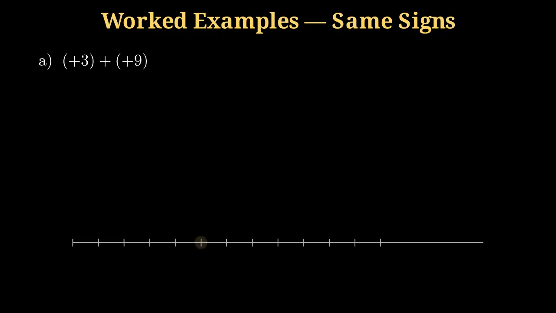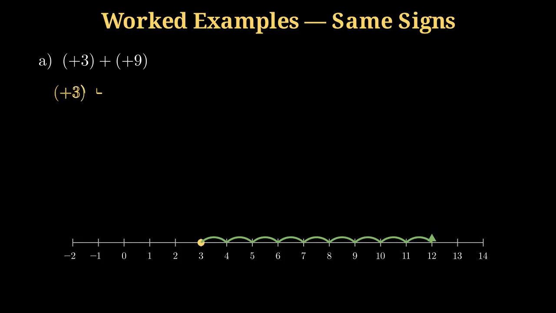Let's practice Rule 1, adding integers with the same sign. Example A, +3 plus +9. Both signs are positive, the same. On the number line, start at 3 and walk 9 steps to the right, all the way to 12. Or, use the rule: same signs, add the sizes. 3 plus 9 is 12, and we keep the positive sign. +12.